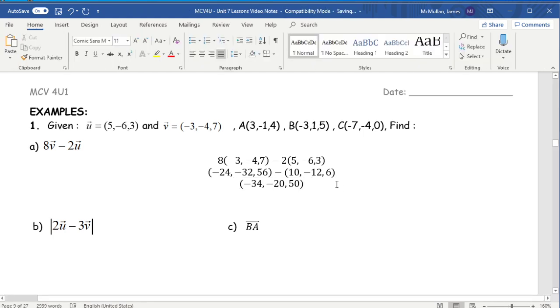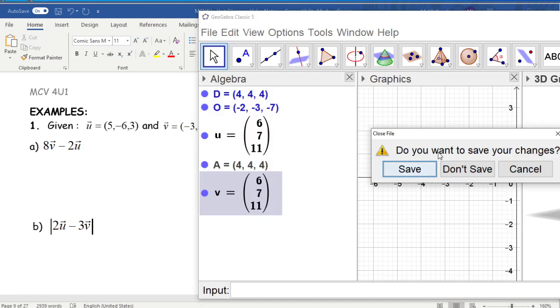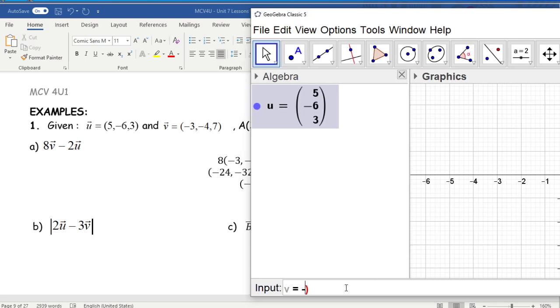Okay, now again, this is easily checked, right? So open up GeoGebra, go into your 3D view, you don't even need 3D view, go u equals 5, negative 6, 3. Okay, v is equal to negative 3, negative 4, 7. Okay, and then you go 8v minus 2u.